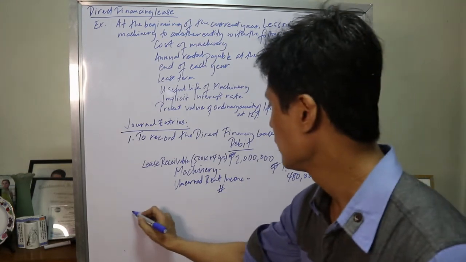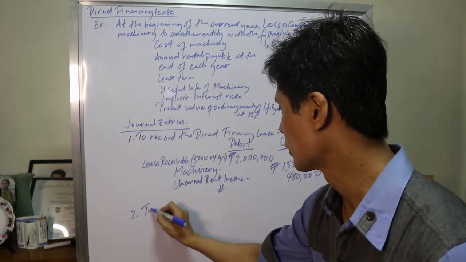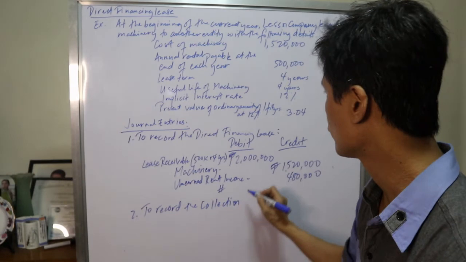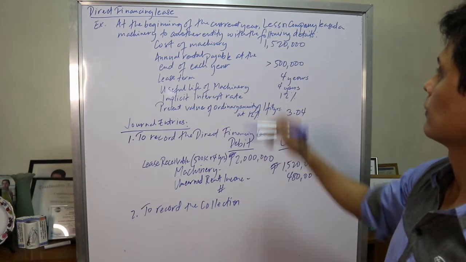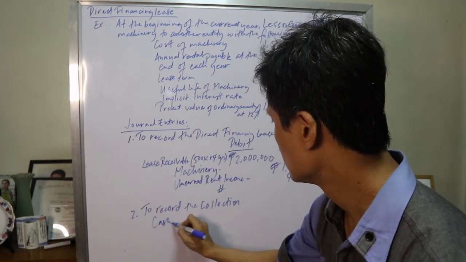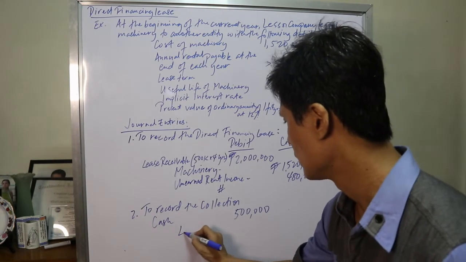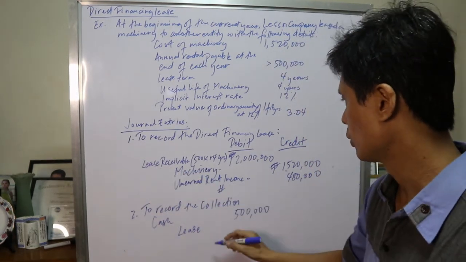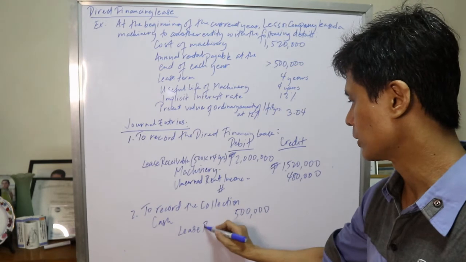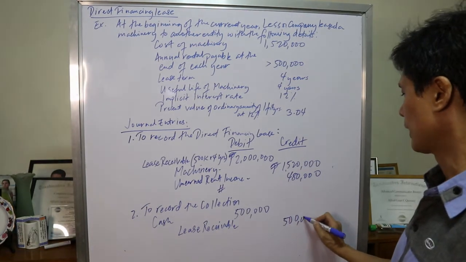Now, yung pangalawa naman is to record the collection. Okay, so, this one is to record the collection. So, kada end of the year, tumatanggap tayo ng 500,000 from the finance lease. So, debit cash for 500,000 and credit yung lease receivable. So, credit na natin yung portion nito kasi nakapagbayad na tayo ng isang beses. Nabayaran na pala tayo. So, lease receivable. Okay. So, nakatanggap na tayo ng 500,000 at the end of the year.